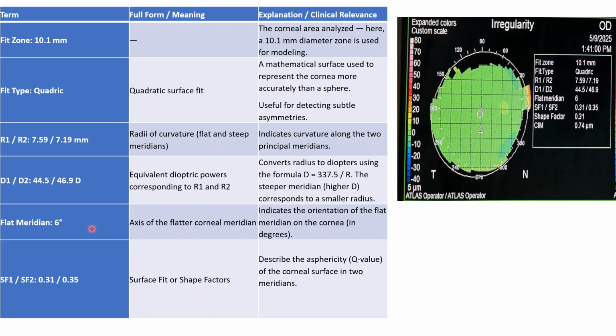Flat meridian, that is 6 degrees, the axis of the flatter corneal meridian. It indicates the orientation of the flat meridian on the cornea. Then we have SF1, SF2, that is shape factor or surface fit, which describes the sphericity of the corneal surface in the two meridians. We talk about all of this in two meridians, the steep and the flat one.